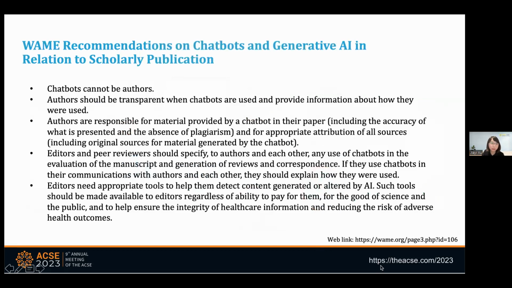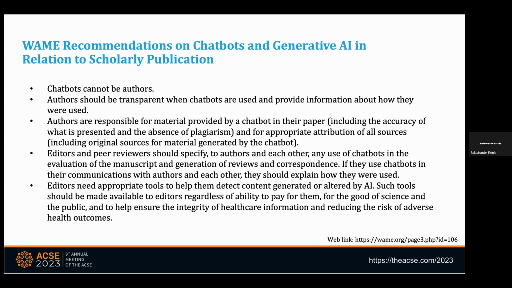And WAME provides some recommendations on chatbots and generative AI in relation to scholarly publication. First, chatbots can't be authors, and authors should be transparent when chatbots are used and provide information about how they were used. Authors are responsible for material provided by a chatbot in their paper and for appropriate attribution of all sources.